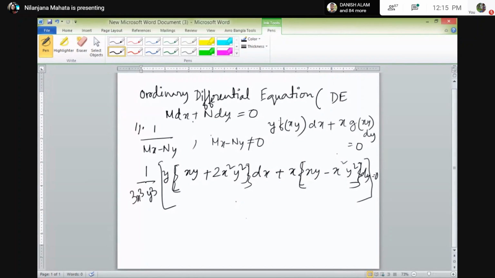Ma'am, tell me. ln x square by 2y minus 1 by xy equals c. ln x square by 2y minus 1 by xy equals c. I have a doubt with this coefficient too.